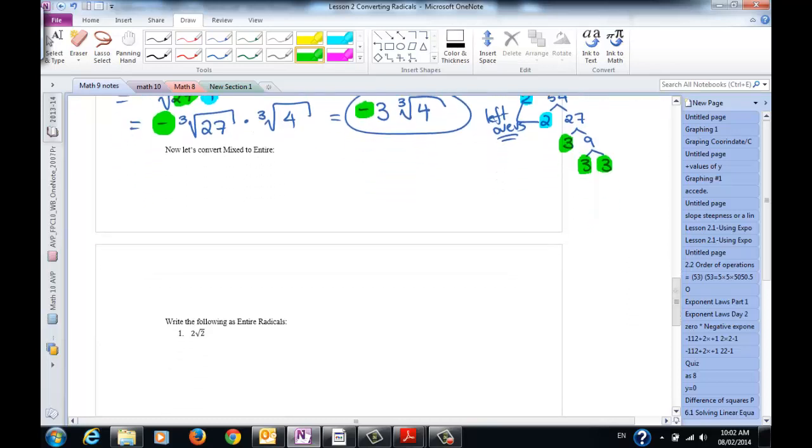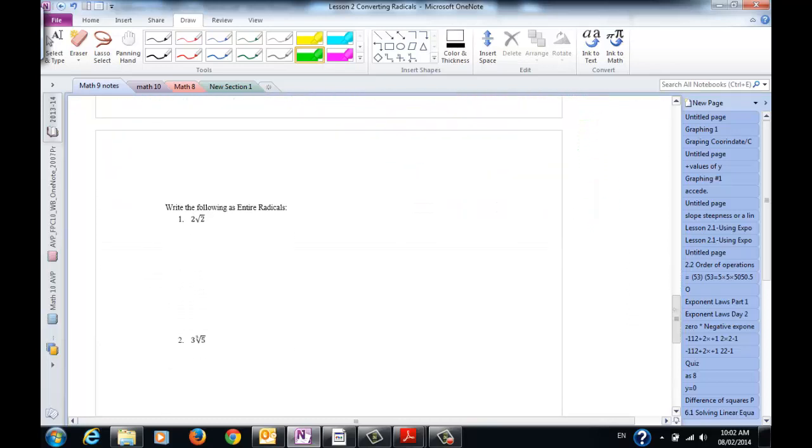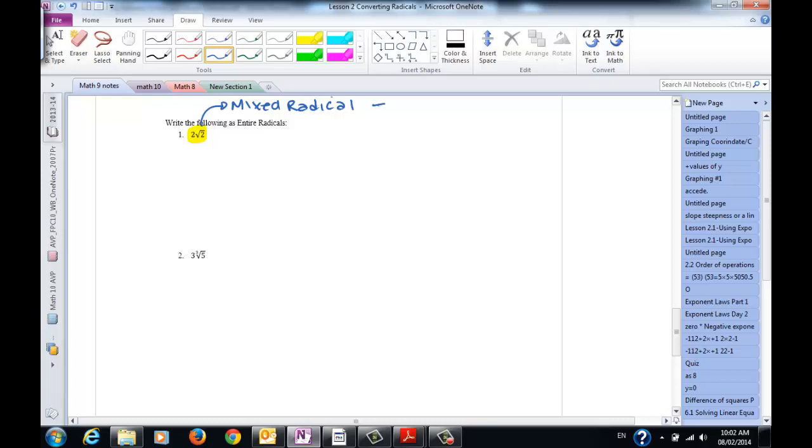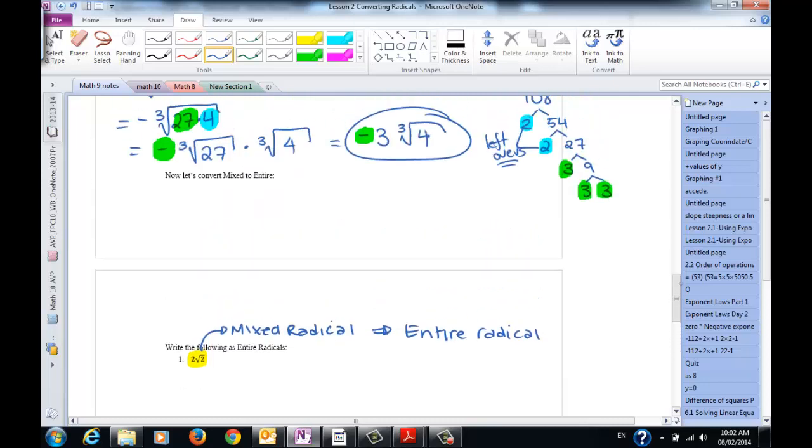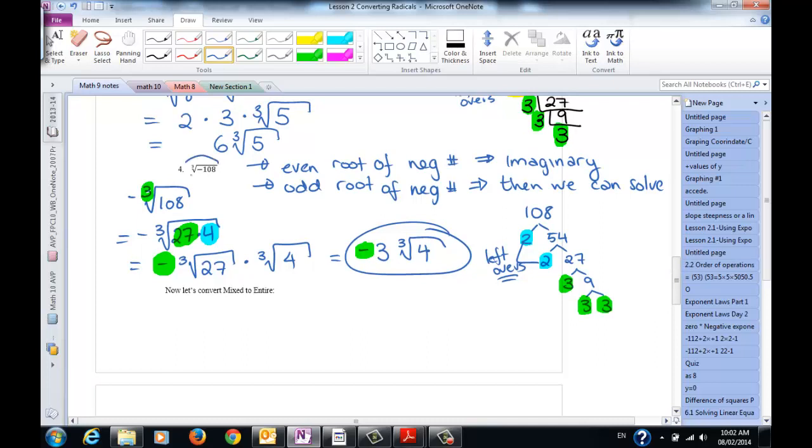All right, so we also want to be able to convert backwards. Okay, so what if I have a mixed radical? When it's in this form, we call this a mixed radical. And now I actually want to put it back into an entire radical. So an entire radical, just to be specific, is this, for example. We would call this an entire radical.